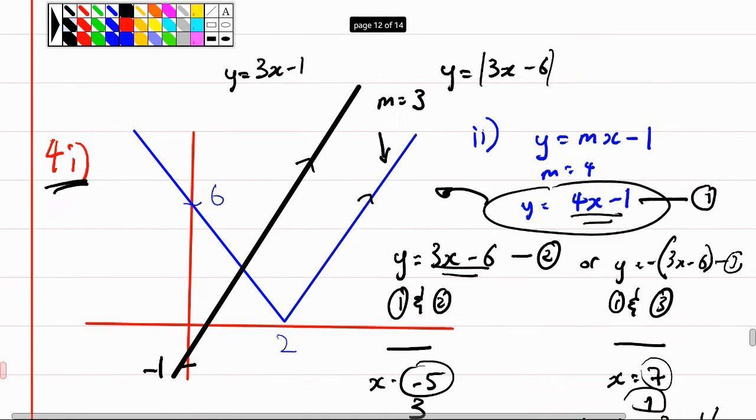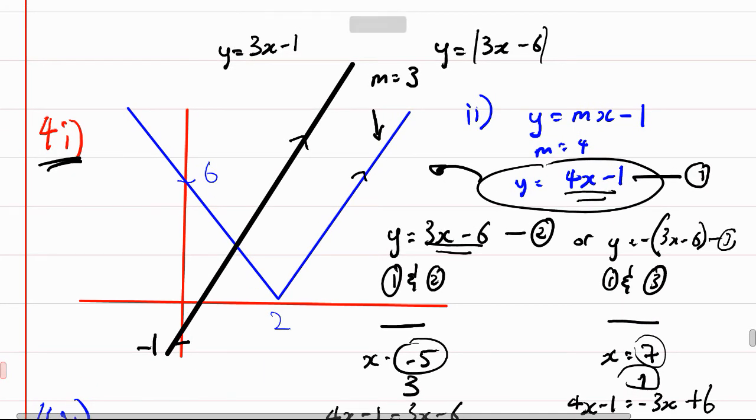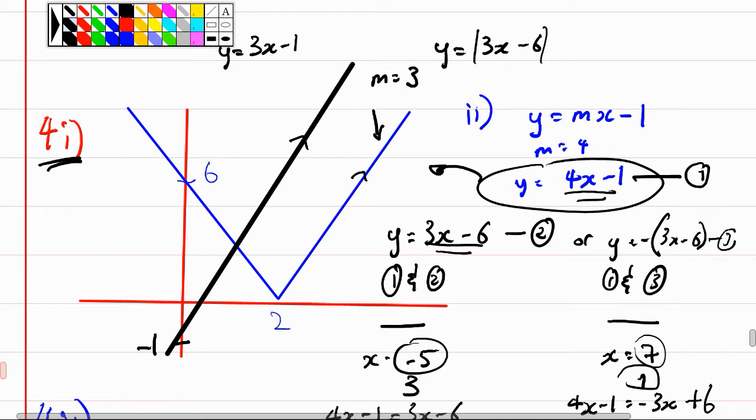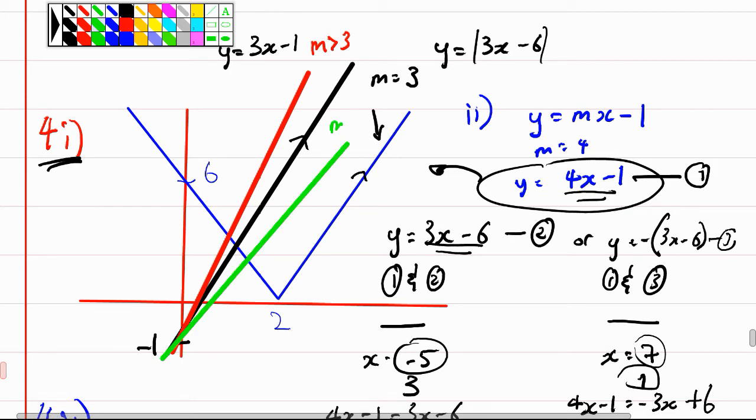My black line will go up or go down. If the gradient is steeper, it will go up, steeper. So my red line, this one means m more than 3. Do you understand? And then what happened? My m, if less than 3, then what will happen? It will go gentle, right? This is m less than 3.